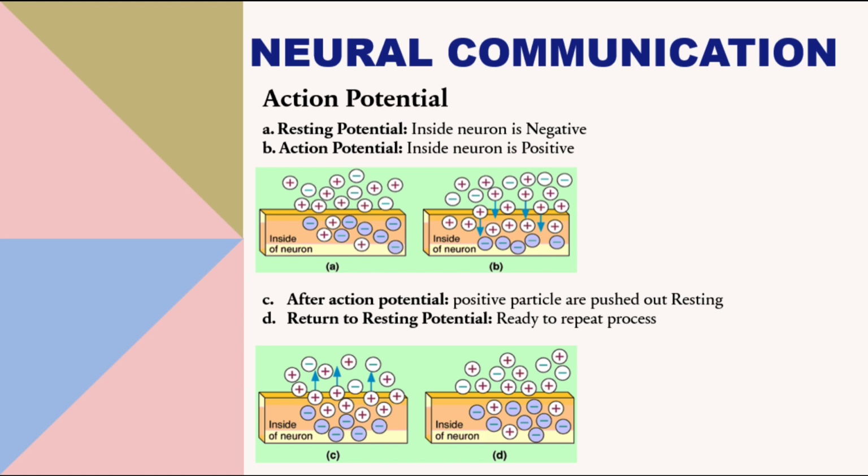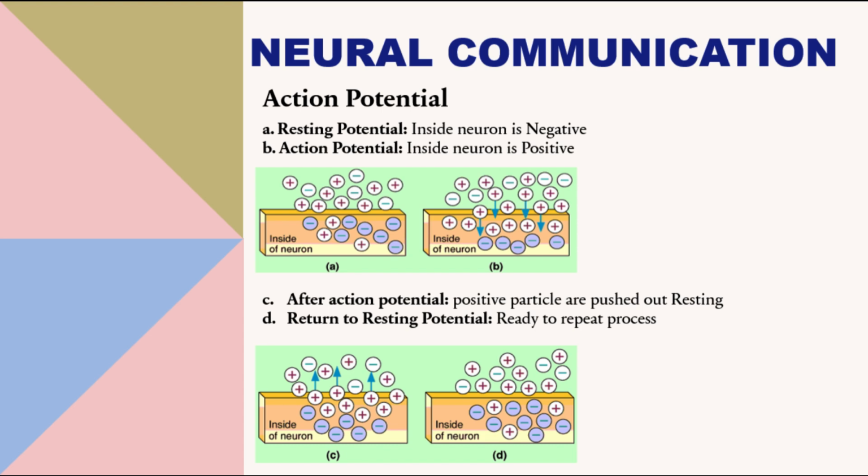A. When a neuron is at rest, not firing, the inside of the neuron has a slight negative electrical charge compared to the outside. This is referred to as the neuron's resting potential. B. When a neuron is stimulated, more positively charged particles flow into the cell, making the inside suddenly positive compared to the outside of the cell. This sudden reversal is the action potential.